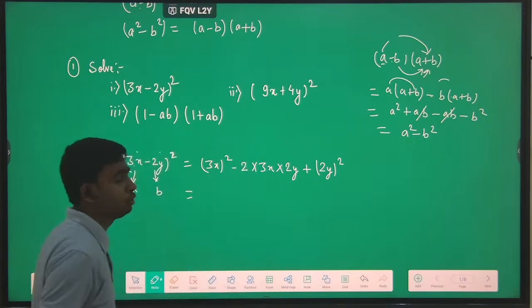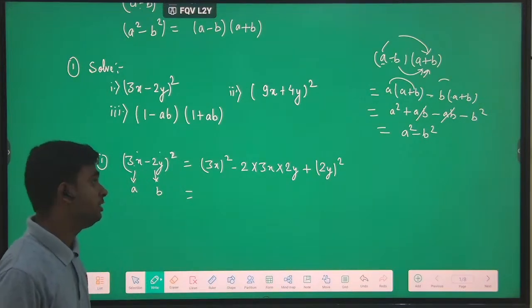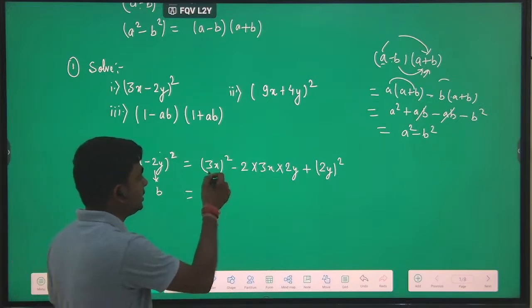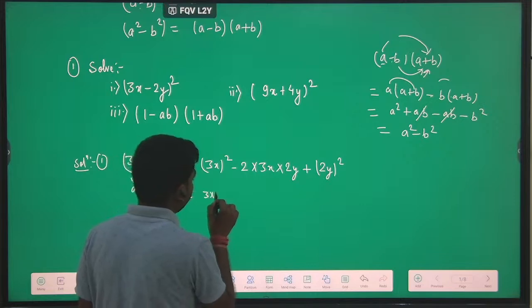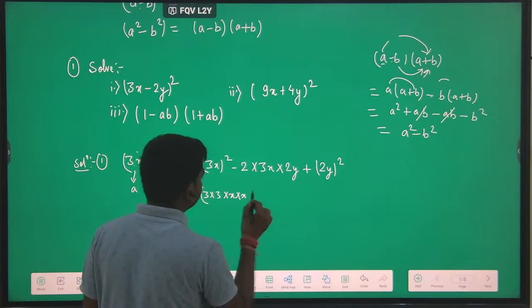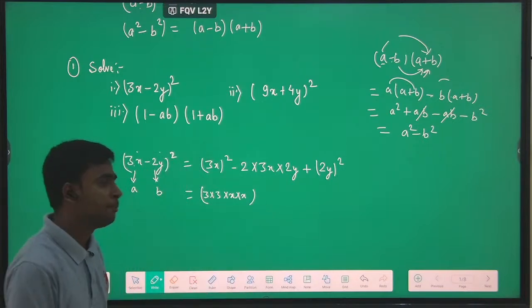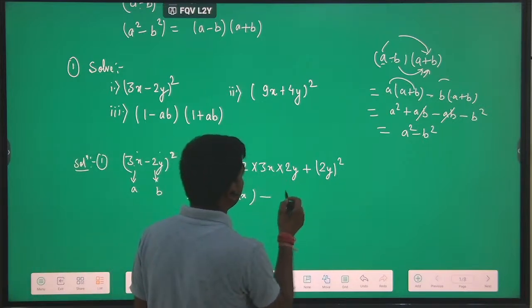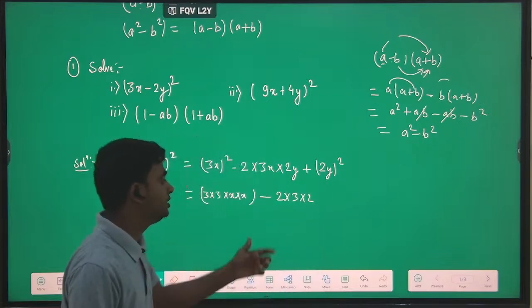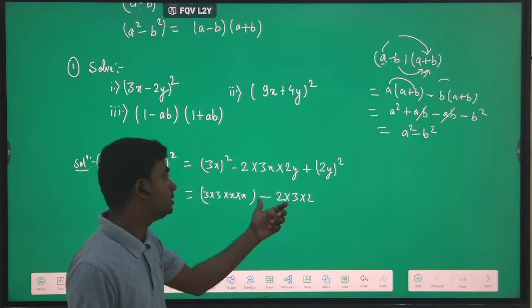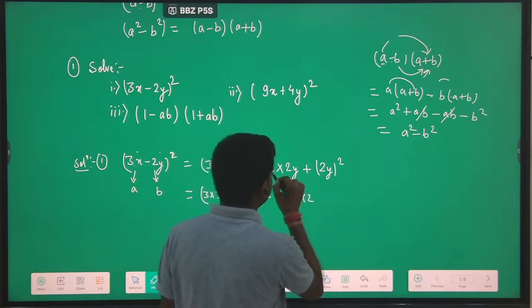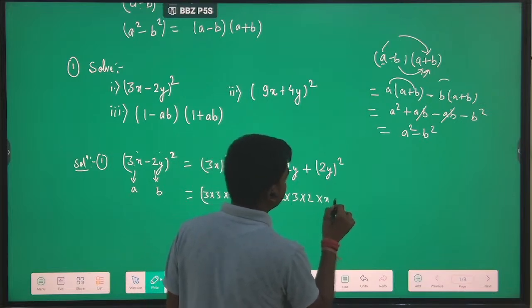Here it is 3x to the power 2. What does it mean? 3 square is actually 3 into 3 and x square is actually x into x. So it is 3 into 3 into x into x minus 2 into 3 into 2. Whenever we multiply some terms, we first multiply the numbers and after that the variables. So 2 into 3 into 2 into x into y will be here.